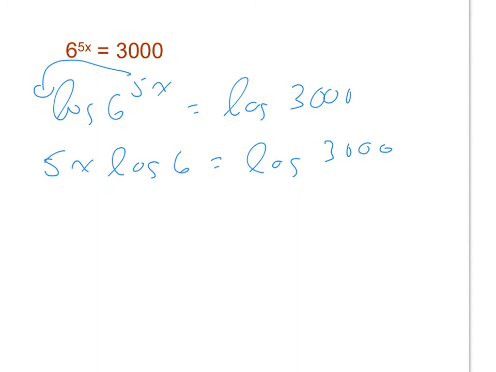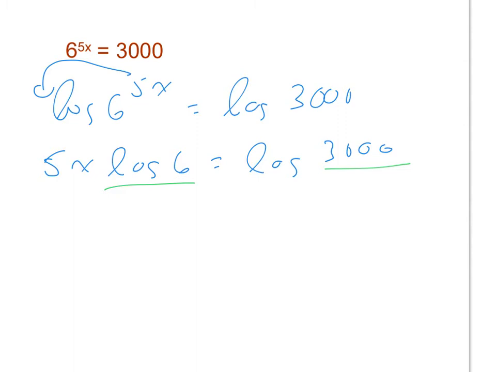Don't forget now that log 6 is just a decimal. It's approximately 0.778. And log 3000 is also a decimal. It is approximately, I'm doing this on my calc right now, 3.477. But you could change those to decimals if you want, but you don't need to.